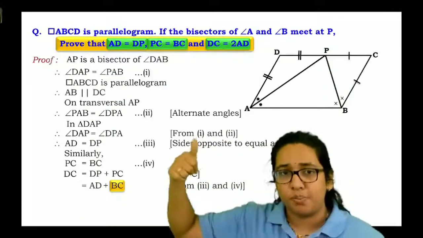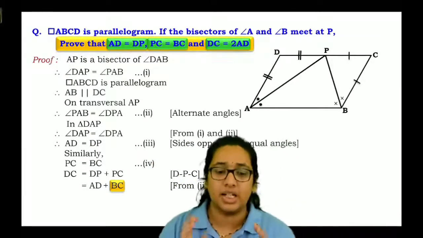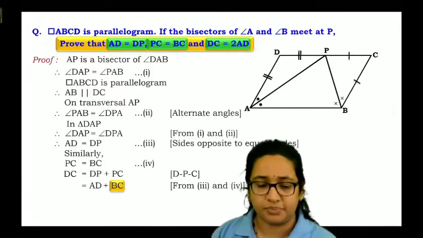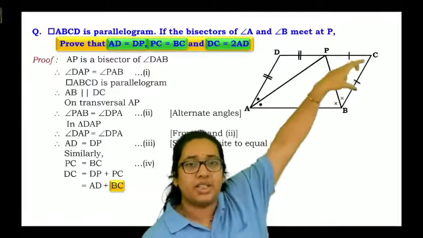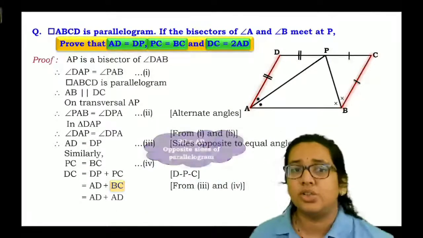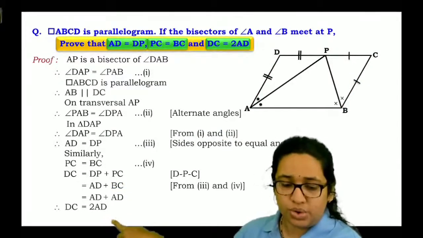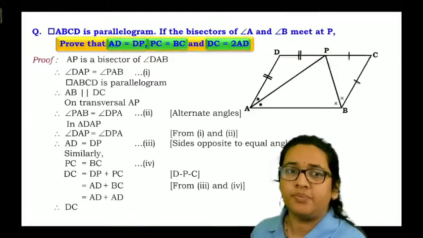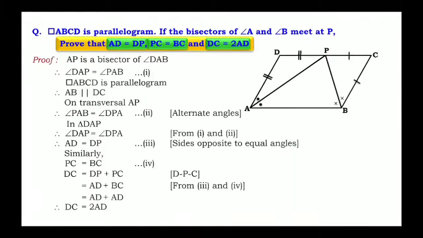But we are talking about a parallelogram, and we know the property that opposite sides are equal and parallel. So we can replace that BC by AD, because opposite sides of a parallelogram are equal. So replacing BC by AD, what you can say is BC equals 2 times AD. It is the only case that you have to think about. If you want to take a screenshot, just go through it.